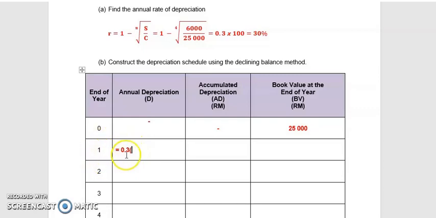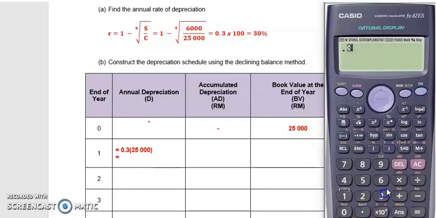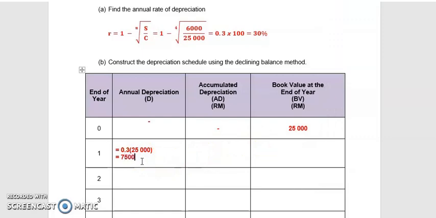If K equals 1, we are referring to the book value of year 0, which is the original cost, so multiply by 25,000. So this equals 30% multiplied by 25,000, which is 7,500. So in the first year, after you use it for 1 year, it depreciates by 7,500. Accumulated depreciation is 7,500. So book value is original cost minus accumulated depreciation.